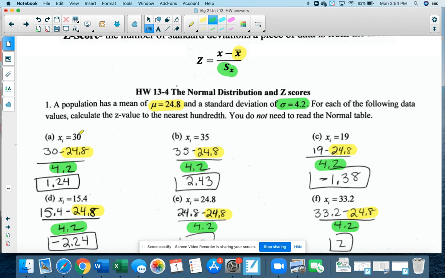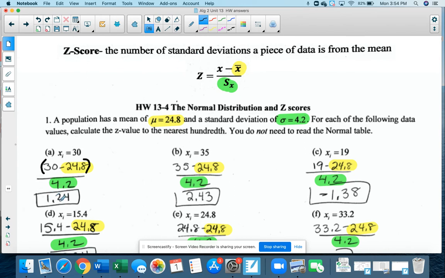So on A, my score is 30, so 30 minus 24.8. Make sure that if you're using your calculator, there are parentheses around this, and make sure that you hit enter before you move on. You would have to put parentheses around the 30 and the 24.8 and then divide by 4.2. Same thing in B. But anyway, let's look at the answer. The answer I get is 1.24. If you get a positive number, then you're talking about a score that is above the mean. How many standard deviations? I'm 1.24 standard deviations above the mean.